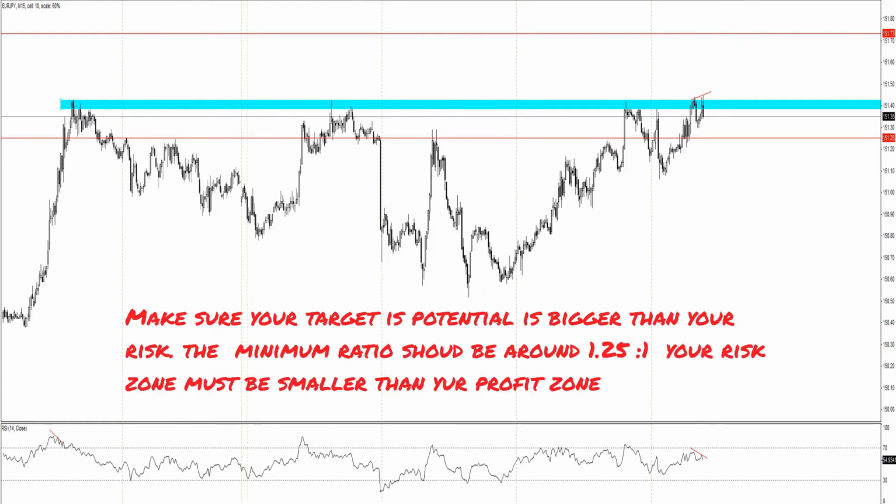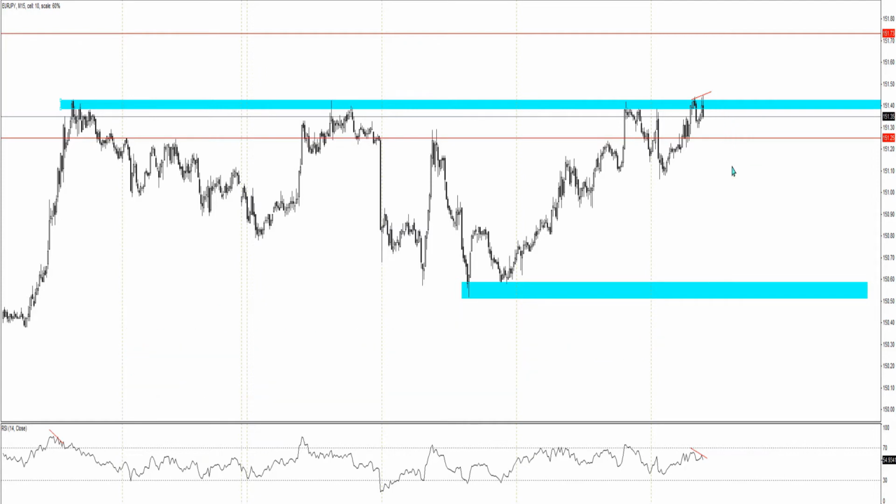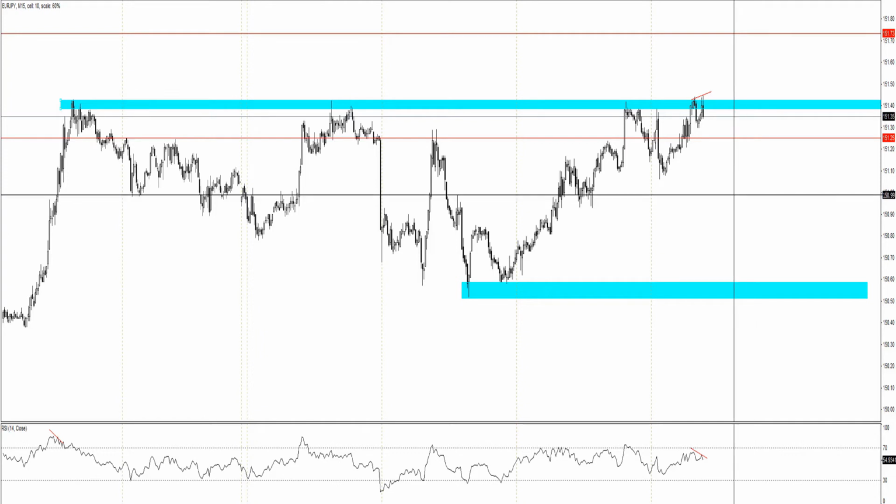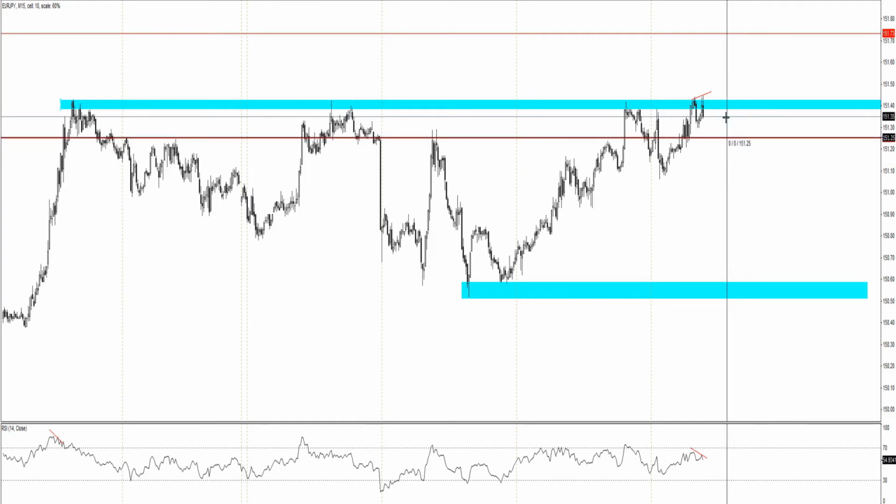If you see a potential level where you would like to take profits, like maybe this level here at the bottom, because prices have struggled here before. So now you have two zones here. You have your risk zone and you have your profit zone. As long as your profit zone is much bigger than your risk, then everything is cool. Let's calculate. If we enter here, we would have a 49 pip risk for a potential profit of about 70 pips.